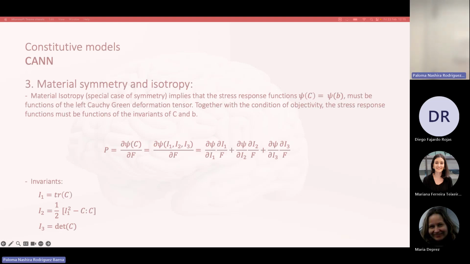Material isotropy, a special case of symmetry, implies that the stress response function must be a function of the left Cauchy-Green deformation tensor. So that's just following on from the previous, right? Yes. Material isotropy, so invariance to rotations, implies that the stress response has to be a function of this deformation tensor. But there's the left and right, and they have to be equal if you want symmetry. What is B? B is the left Cauchy deformation tensor, so instead of multiplying the transpose on the right, you multiply on the left and you get B.